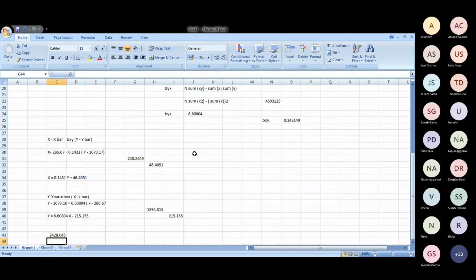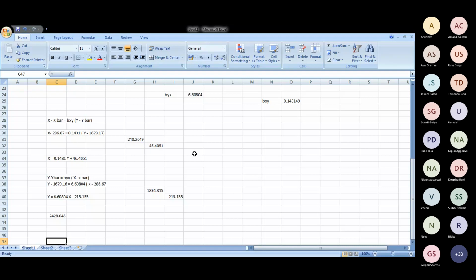So there will be two things involved in this. Clear? So the first method that we have done is your formula method. So that is this formula. Next is your least square method.